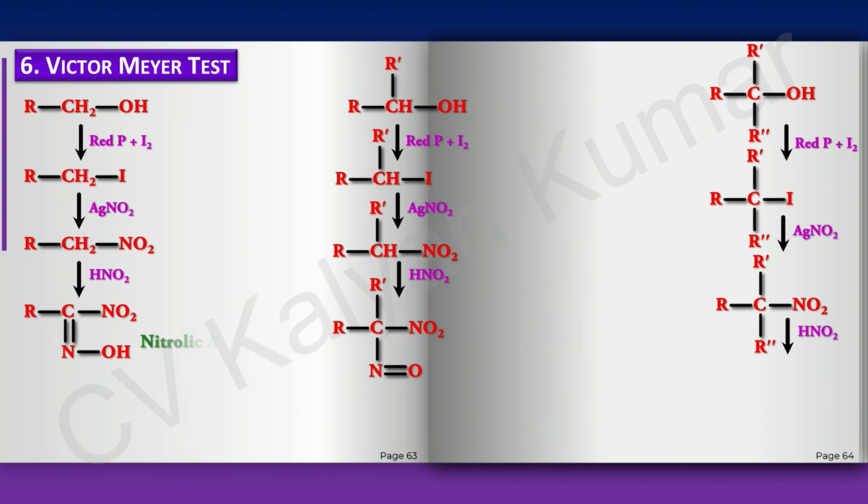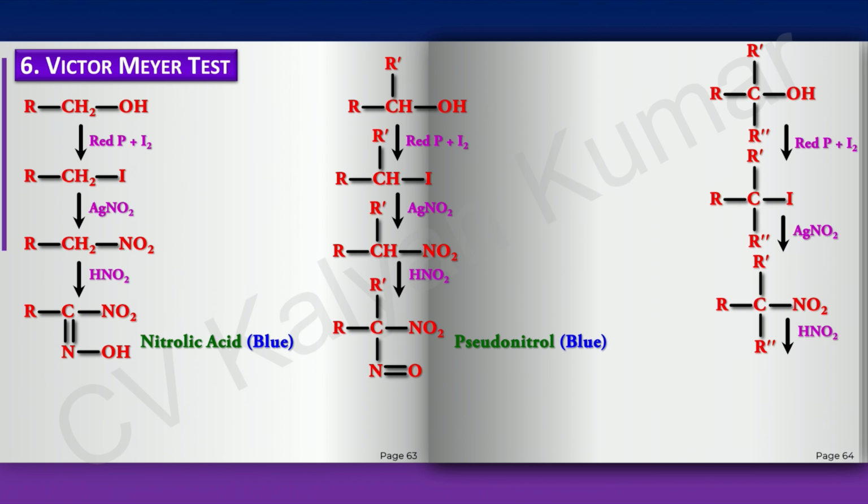Now, this is called nitrolic acid, it is blue. This is pseudonitrole, it is also blue. Whereas there will be no color here, nothing is formed here because there is no H on this carbon. So HNO2 won't react. But so far you don't know. In two test tubes you got blue, in one you didn't. The one in which you didn't, it's a tertiary alcohol.